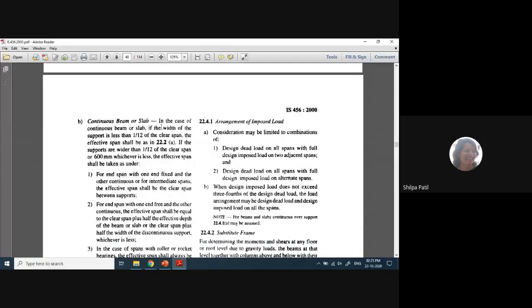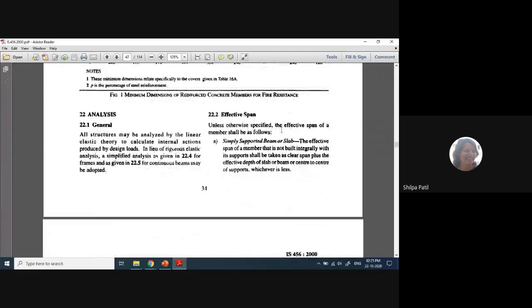So for continuous beam or slab, what is the clause? In the case of continuous beam or slab, if the width of the support is less than 1/12 of the clear span, the effective span shall be as in 22.2a, that is as per this clause. That is for simply supported slab.